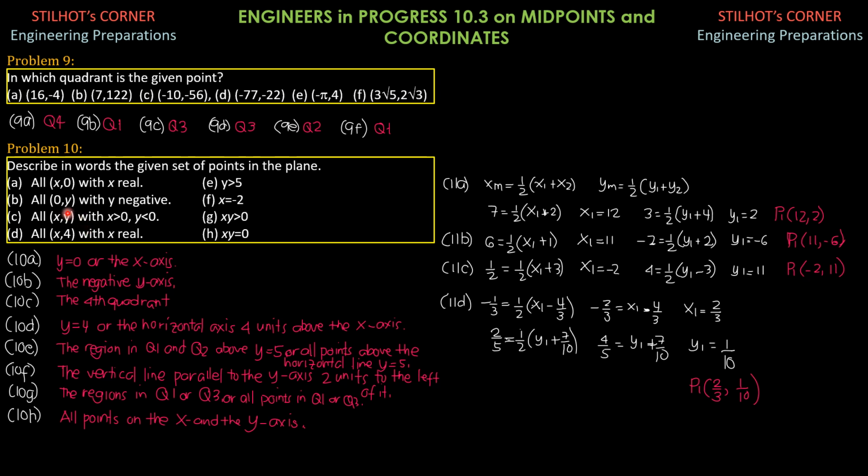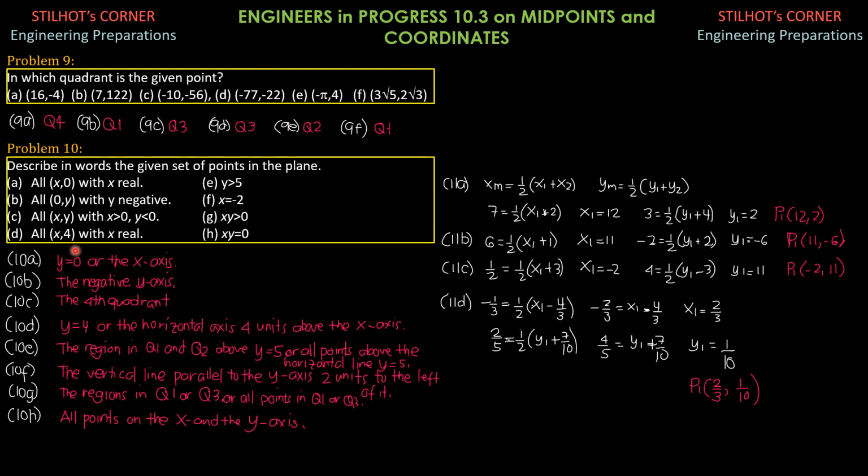All 0 comma y with y negative. Since y is negative and x is 0, that represents the negative y-axis, the downward axis from the origin. So we describe it as the negative y-axis. All x comma y with x greater than 0 and y less than 0, so meaning to say x is positive and y is negative. When the abscissa is positive and the ordinate is negative, the point is in the fourth quadrant. So we describe it as the fourth quadrant.